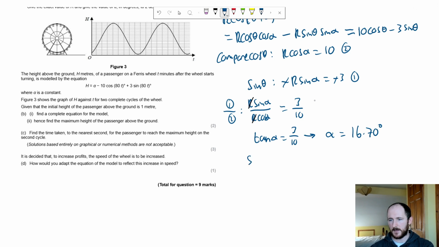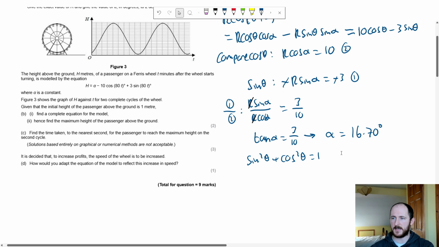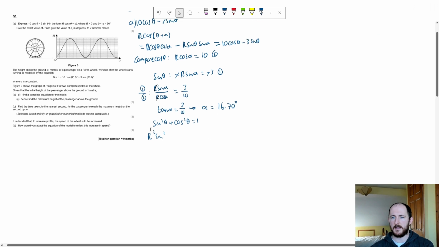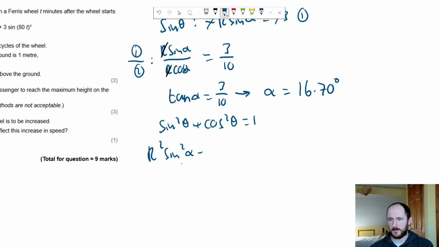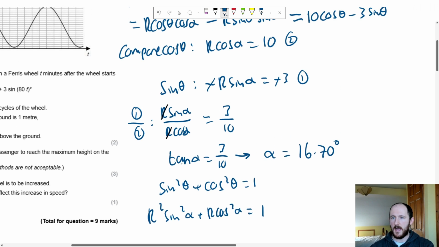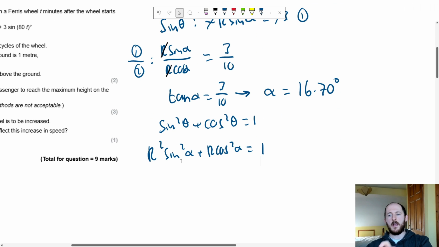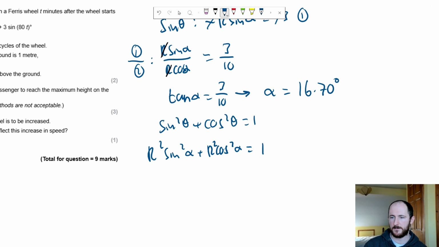But essentially you're going to use the fact that sine squared theta plus cos squared theta equals 1. So if we square both of these and add them together, it should equal 1. So we have r squared. Let's do sine first. No, we're going to use alpha. Okay, that was strange. r squared sine squared alpha plus r squared cos squared alpha equals 1. And then we can just use the fact that r cos alpha is 10, r sine alpha is 3. But essentially, oops, I forgot to put the squared there.